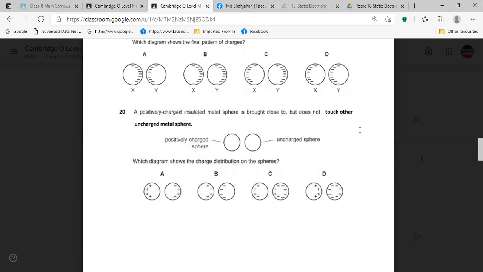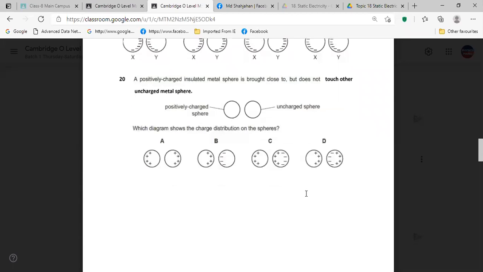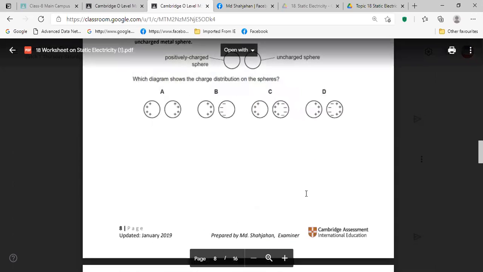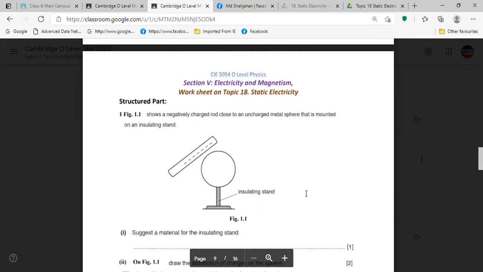Then for B, when will the answer be B? Earthing. If the sphere is earthed, then the answer will be B. Okay, this way we should analyze the question, right? So that we can have a more elaborate and deeper idea.